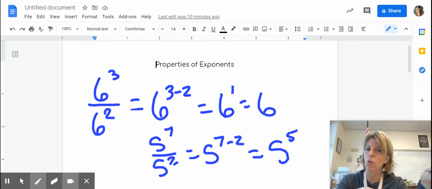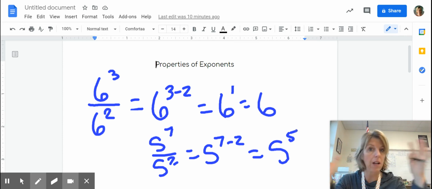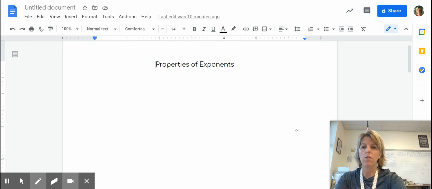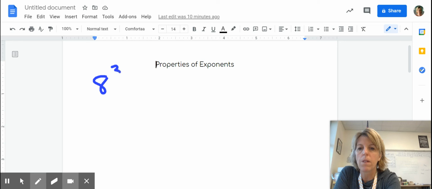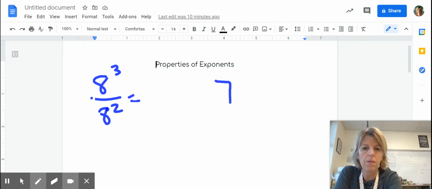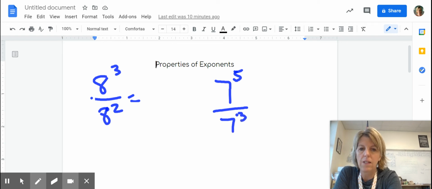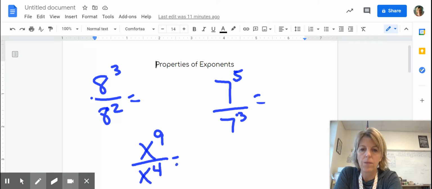I can leave it as 5 to the 5th, or I can grab my calculator and go 5 times 5 times 5 times 5 times 5, and whatever that number is, that would be my final answer. All right? You give these a try. Jot these in your notes. Let's do that one, and then try that one, and then one more. All right, give those 3 a try.